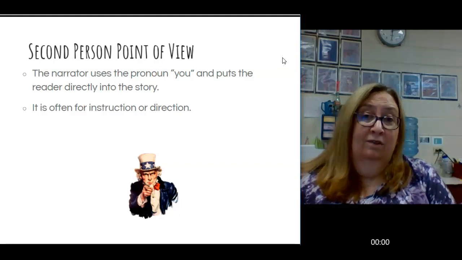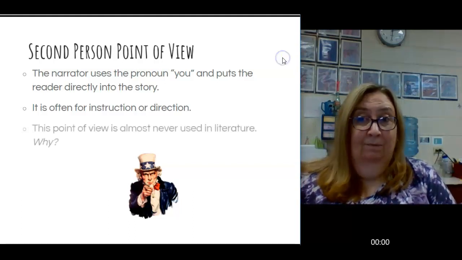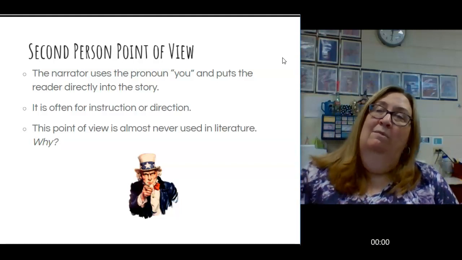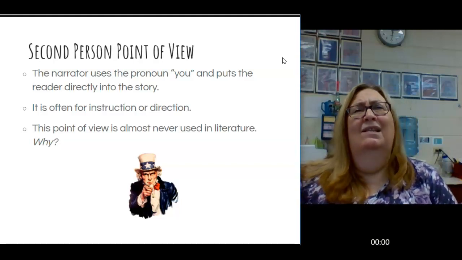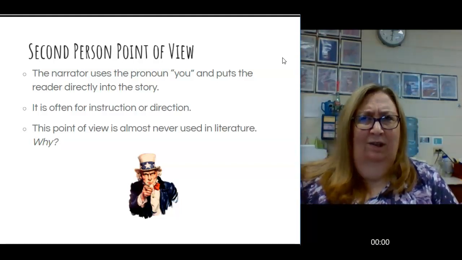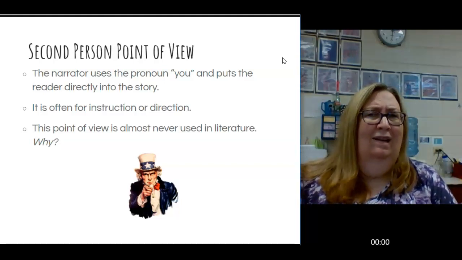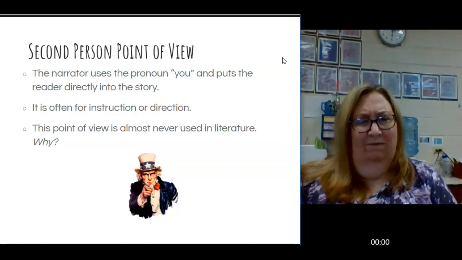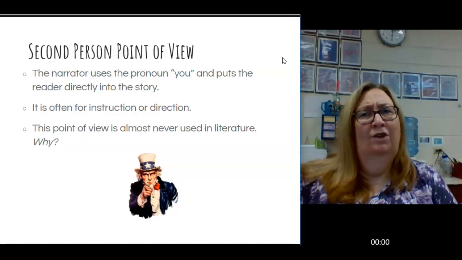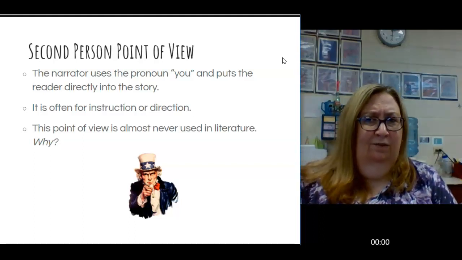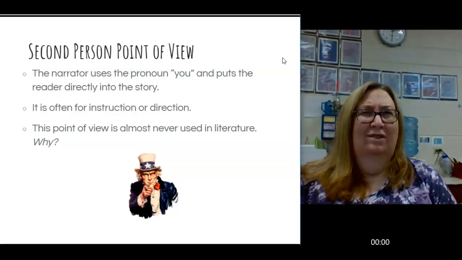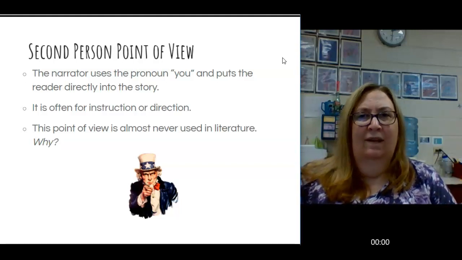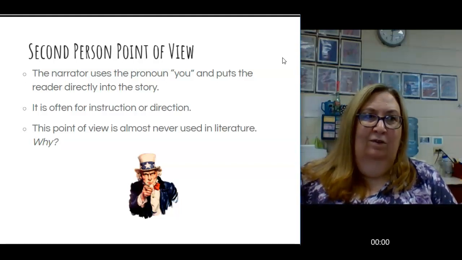I'm involving you as the reader. I'm telling you what to do. That point of view is almost never used in literature because it's hard. It's hard to include a reader in what you're writing when every reader is different. So we usually limit second person point of view to instructions, directions, self-help books. We'll talk about you, what you should be doing.